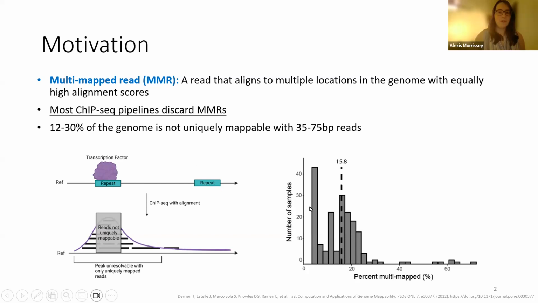And even more so when you look at this graph here. So between 12 and 30% of the genome is not uniquely mappable with the 35 to 75 base pair reads that we use in most ChIP-seq data sets. What this graph is showing here is this is looking at over 100 different ENCODE data sets and examining how many multi-map reads on average there are in those data sets. And the average was almost 16%, meaning we're throwing away 16% of our data set whenever we do this.